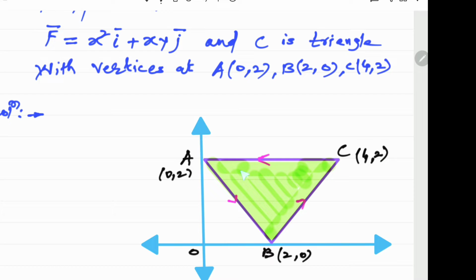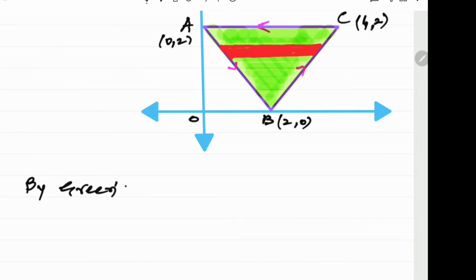This is the region of integration for the double integration, and we make a strip parallel to the x-axis from line AB to line BC. As the strip is parallel to the x-axis, the first integration is with respect to x and then with respect to y when we perform the double integration. Then we write down the statement of Green's theorem.